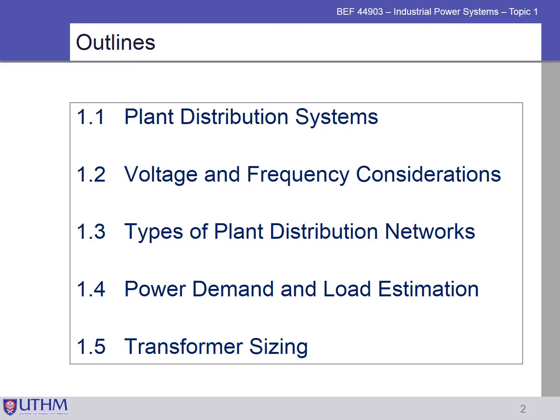Okay, here is the outline for this topic. The first one is 1.1 plant distribution system, and then 1.2 voltage and frequency considerations, 1.3 types of plant distribution networks, 1.4 power demand and load estimation, and lastly 1.5 transformer sizing.